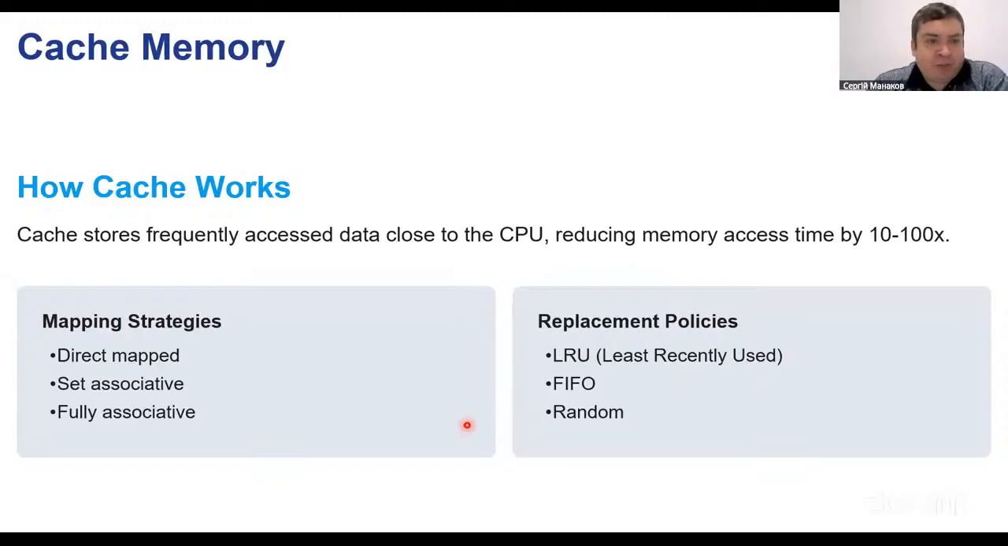About cache memory. Cache memory is the fastest after the registers. It is located nearest to the CPU, reducing memory access time by 10 to 100 times.